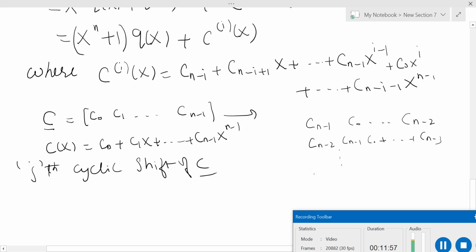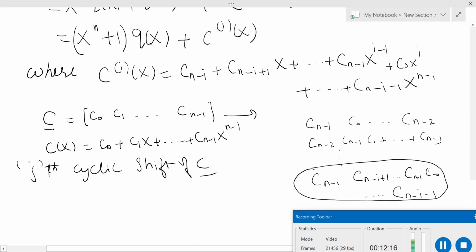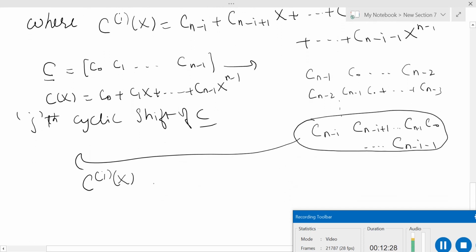What will be the ith term? That will be cn minus I, right? Then cn minus I plus 1, and so on. Then somewhere in between there will be the terms cn minus 1, c0. Then there will be the last term cn minus I minus 1, right? This is the ith cyclic shift of this code word. And what is the polynomial for it? That is exactly ci of x. If you write the polynomial for it, the degree 0 term will be c of n minus I, then c of n minus I plus 1. See, this much detail is not given in the book, so note it down properly.